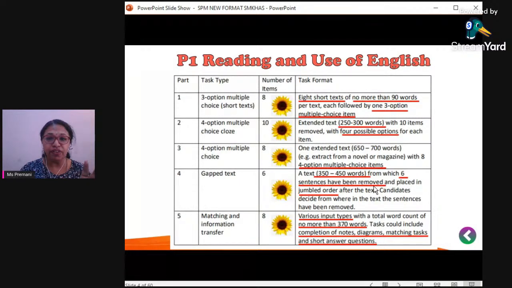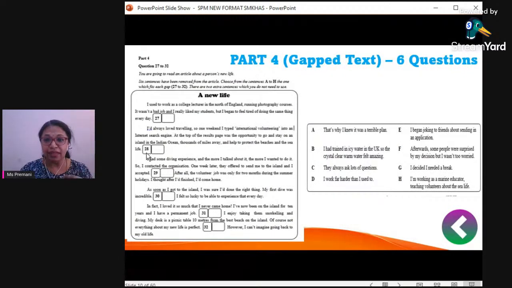Sentences have been removed and jumbled up. Let us see the pattern. Six sentences are removed. Can you see? And then here they give all six plus two distractors. If you don't read with full attention, you will see the two extra sentences can fit in every blank or a few blanks. You can see that.